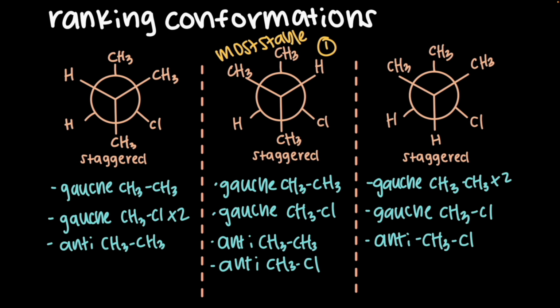CH3 is larger than Cl, so we would like those 2 methyls to be anti to each other to avoid steric strain. The group that will be the least stable out of all 3 will be the last Newman projection due to the 2 Gauche interactions that it has between the 2 methyls. And these are the largest groups that we have on this Newman projection.